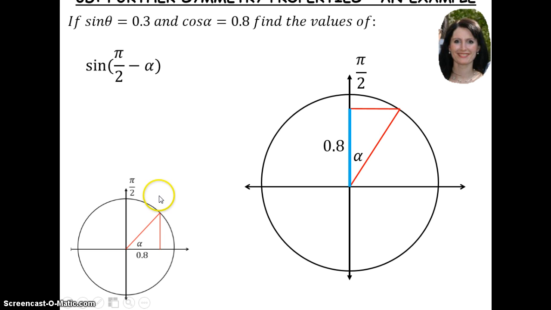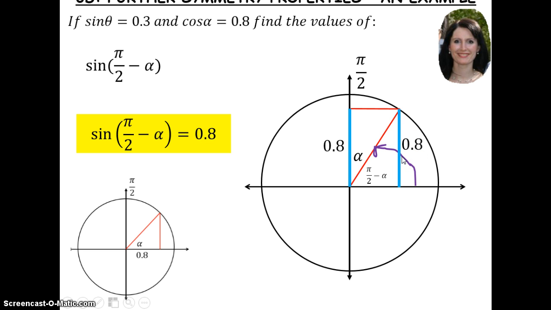Look at the relationship between the bottom left-hand unit circle and the big unit circle over here. So therefore it makes sense that here is pi on 2 minus alpha, and we're looking for the sine value of that, which is this point here, and that's the same as the blue line here. So the two blue lines are going to be equal in length, meaning that sine pi on 2 minus alpha is going to be 0.8. Once you get to know these relationships off by heart, you don't have to draw the unit circle each time. You will just know that sine pi on 2 minus theta is the same as cos theta.